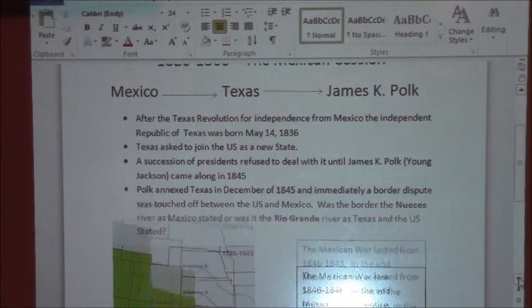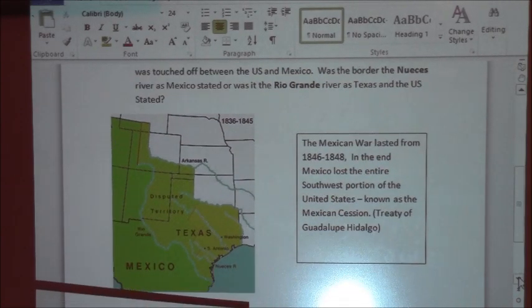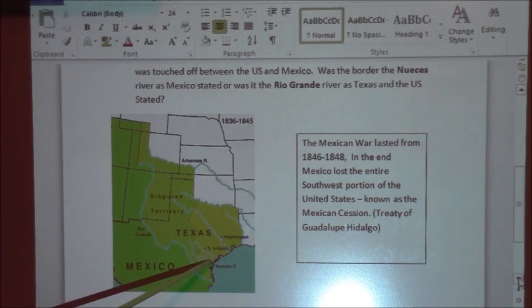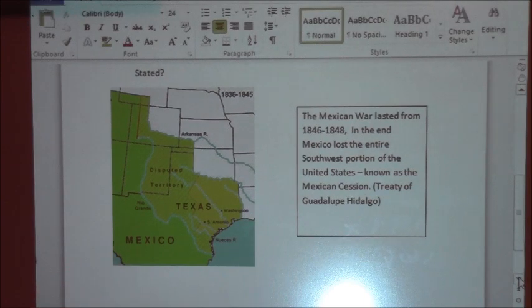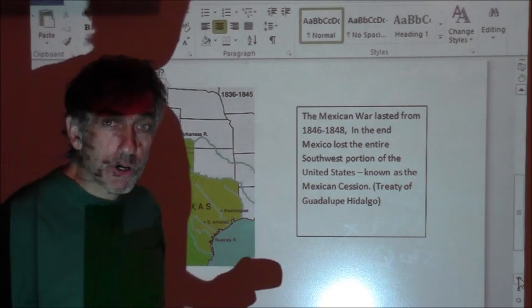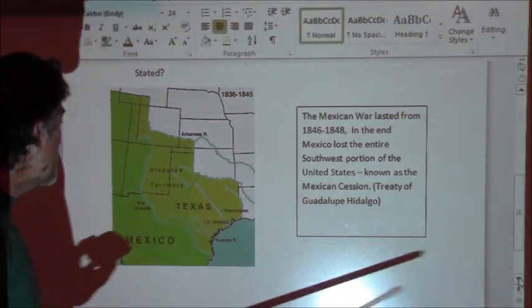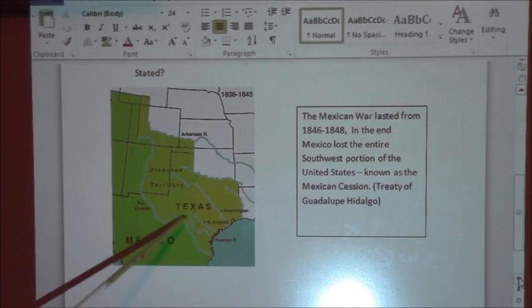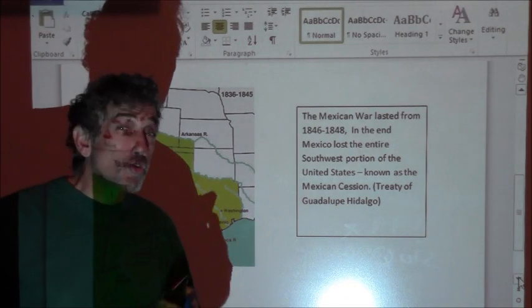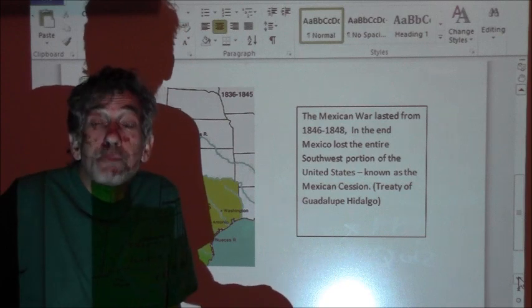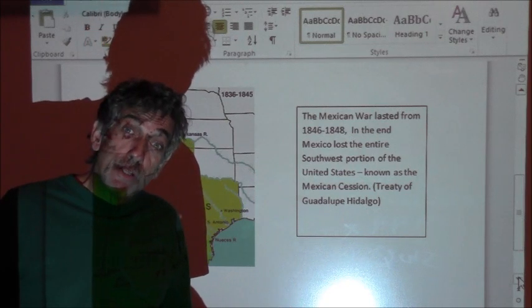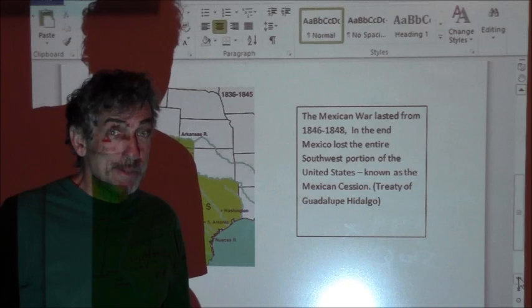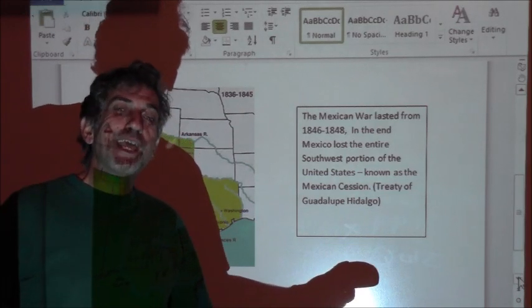Anyway, Polk annexed Texas in December of 1845, and immediately a border dispute was touched off between the U.S. and Mexico. And the border dispute was over this area, the Nueces River or the Rio Grande River, which would be the border between Texas and Mexico. Also, imagine this, if you would. This land between the Rio Grande River and the Nueces River, incredibly fertile land. There was seasonal flooding. It was great growing territory. So, of course, the Mexican government wanted it. And, of course, the United States government wanted it. People in Texas wanted it. So now we have a standoff here.